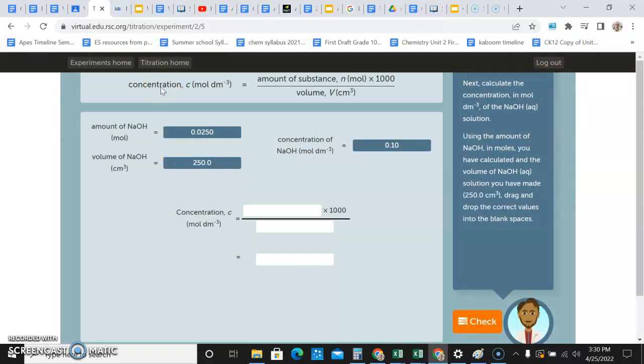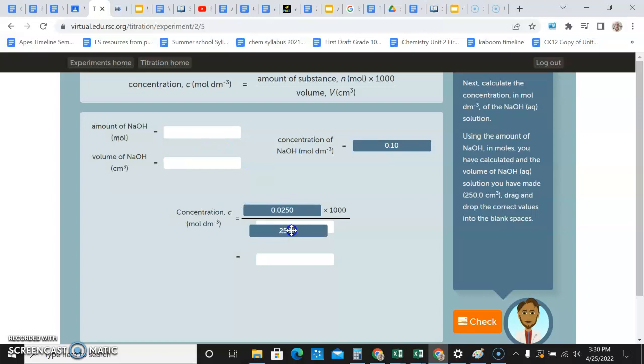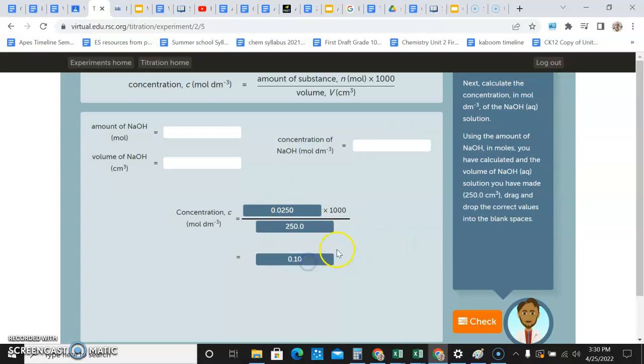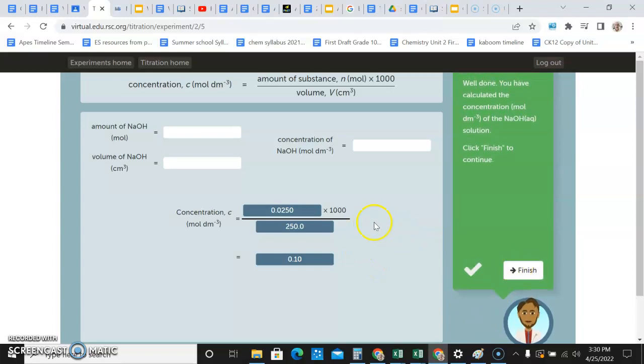Concentration is the amount of substance in moles. Oh, I know. I think we are right. They just wanted us to put the answer in here as well. So I was right, I hope. Yes, so I was right all along. It's just they wanted me to put the answer down here. So this multiplied by this divided by this is going to give you your 0.1 moles per liter.